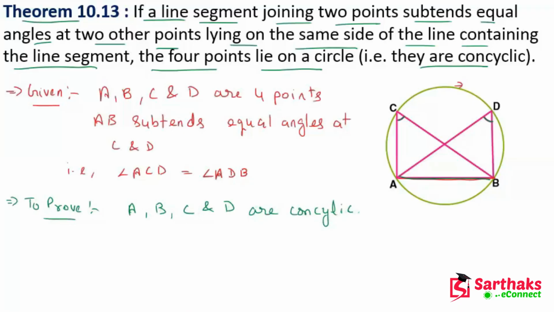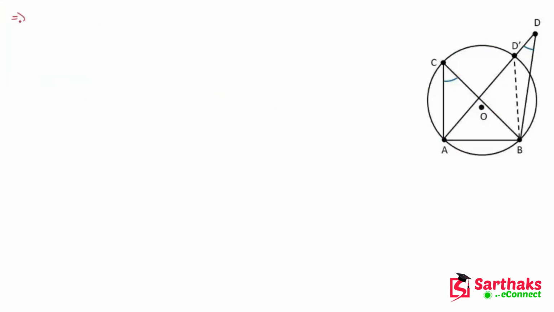Now let's start to prove this theorem. So, my dear friends, in this theorem, we know that A, B and C are non-collinear.